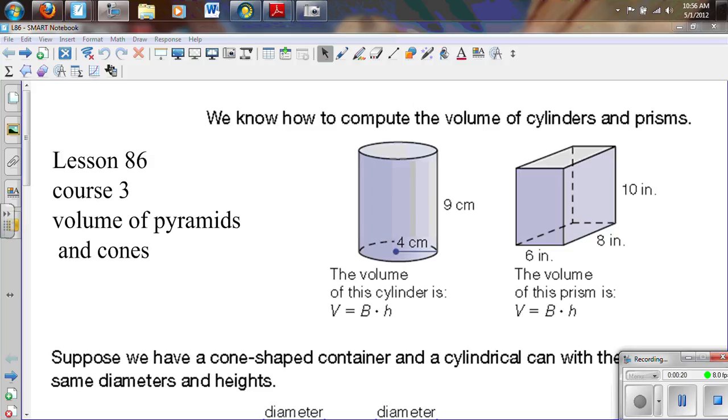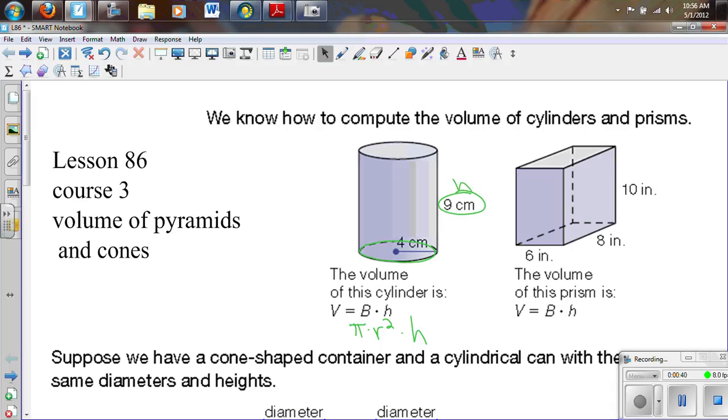So just a quick review of how to find the volume of a cylinder. It's the base area times the height, and the base area happens to be a circle. So this base that we're talking about is pi times radius squared times the height of the cylinder. And this is the height of the cylinder. It goes from one base to the other.